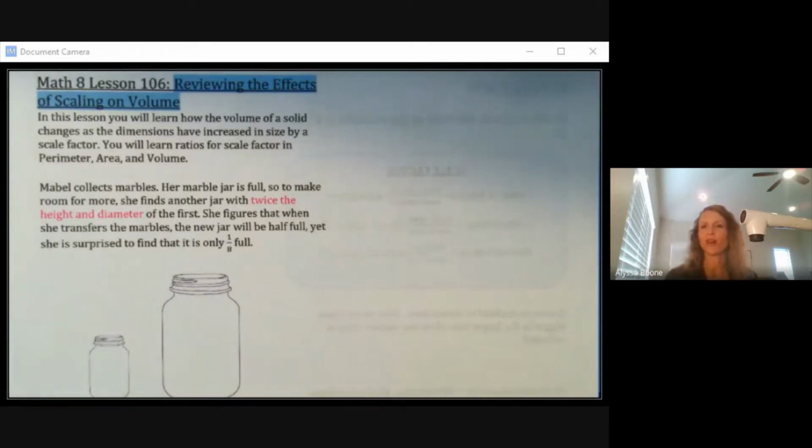Okay, this is lesson 106, reviewing the effects of scaling on volume.